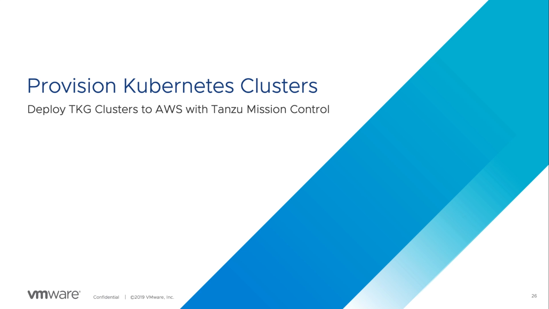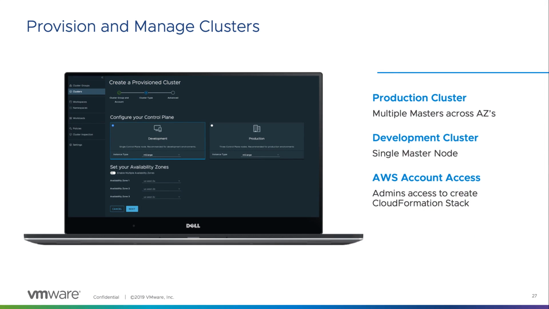In this module, we're going to look at provisioning Tanzu Kubernetes Grid or TKG clusters to AWS via the Tanzu Mission Control portal. In our last session, we looked at the attach workflow for attaching existing Kubernetes clusters to Tanzu Mission Control. But we also provide the ability to provision TKG Kubernetes clusters to AWS via the Tanzu Mission Control or TMC portal.